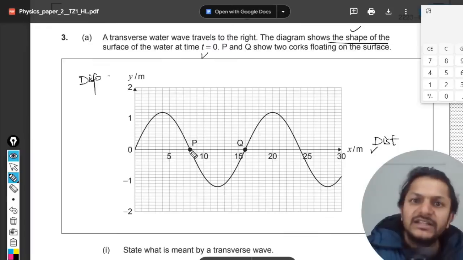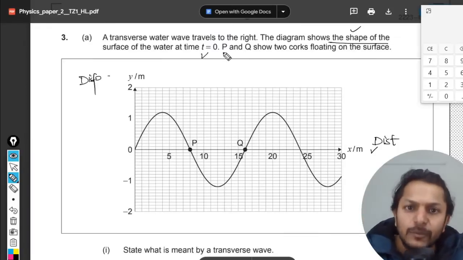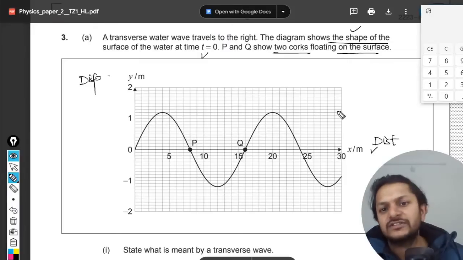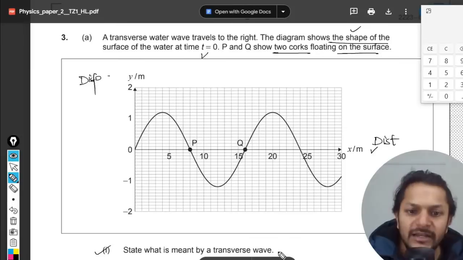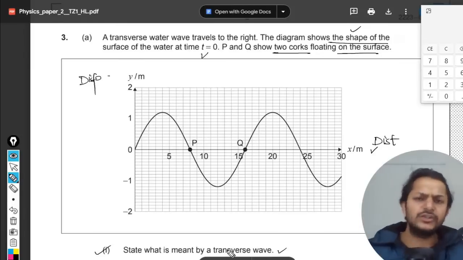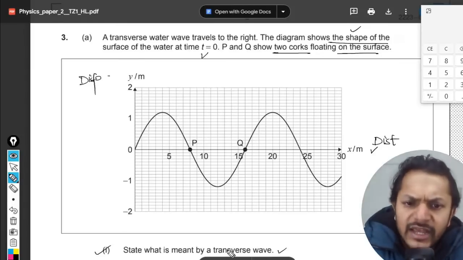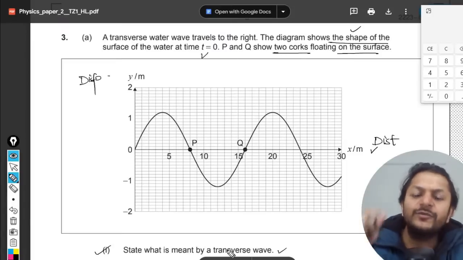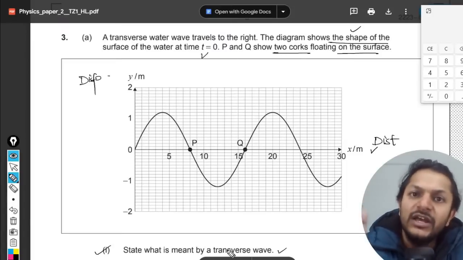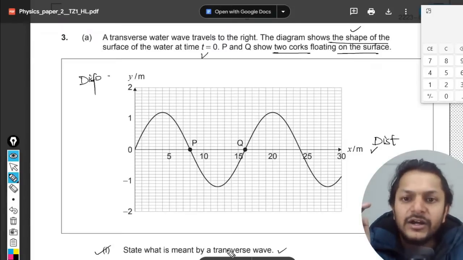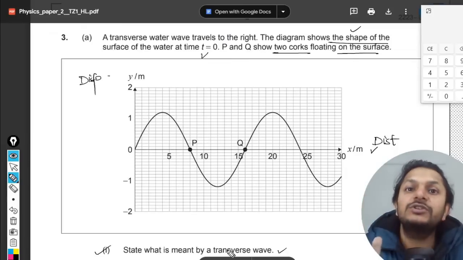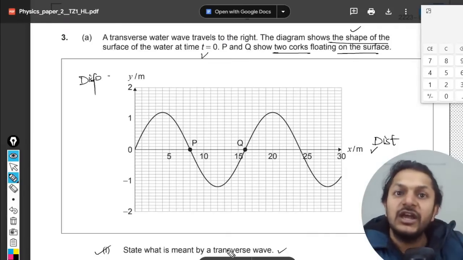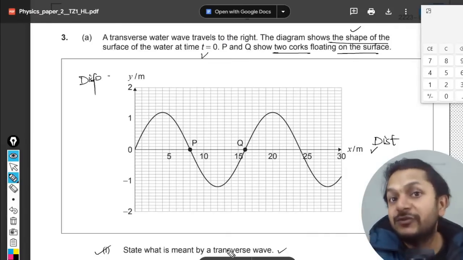So P particle is different and Q particle is different. P and Q show two corks floating on the surface. Okay, fine, no problem. So the first question is, state what is meant by a transverse wave. That's an easy question, I would say. You can clearly say that a transverse wave is a wave in which the particles are oscillating in a direction perpendicular to the direction of the wave in which energy and momentum is being transferred.